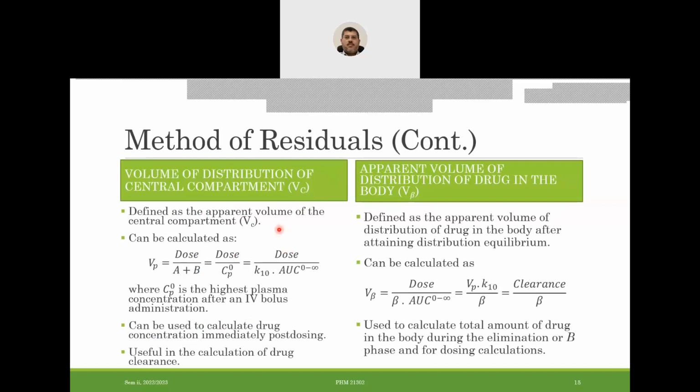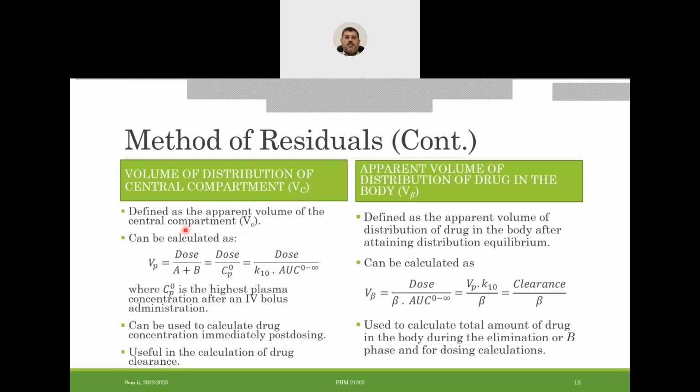How to calculate the volume of distribution of each compartment. These are the equations. Central compartment, we call it VP or VC. VP is mostly used, so you just make the correction. VP is the apparent volume of distribution of the central compartment. How can you calculate it?